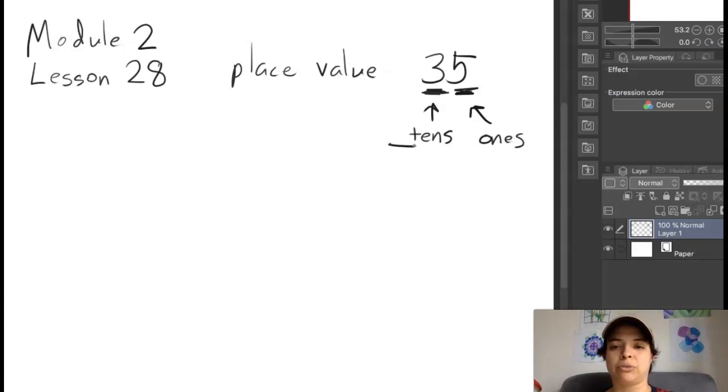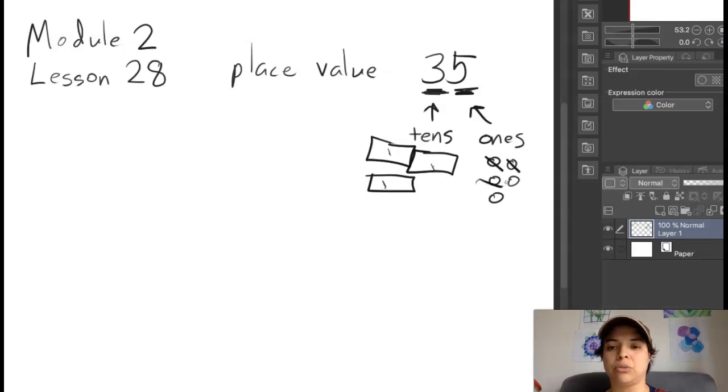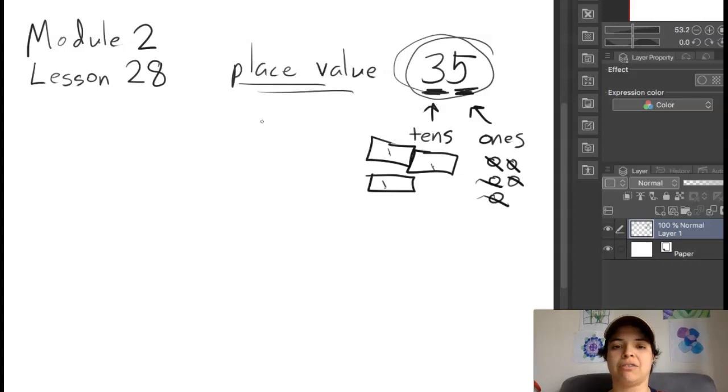So we have 3 groups of 10. I'm not going to put the dots in. We're just going to put the 10 frames in there. So 10, 20, 30, and then I have some ones, and it looks like I have 5 of them. So I have 10, 20, 30, 31, 32, 33, 34, 35. So I know that this number is 35. That's what place value tells us. It's a group of 3 tens and 5 ones to make the number 35.